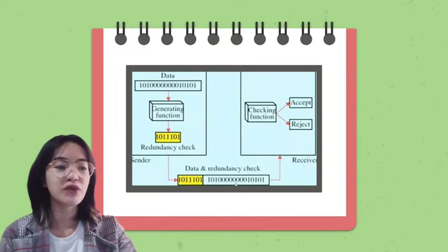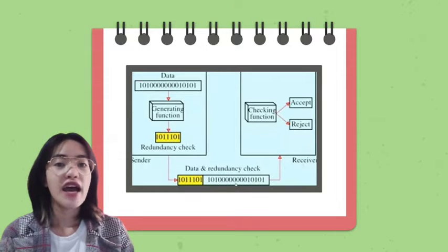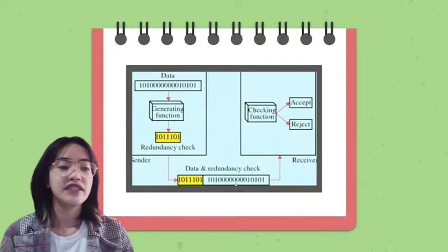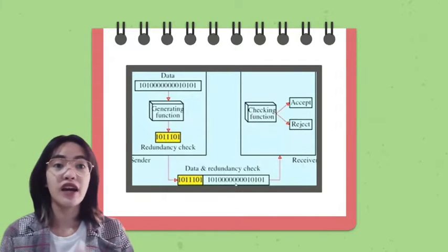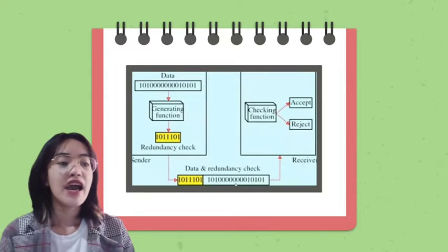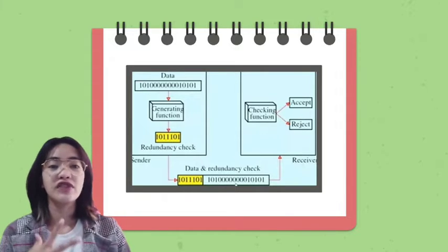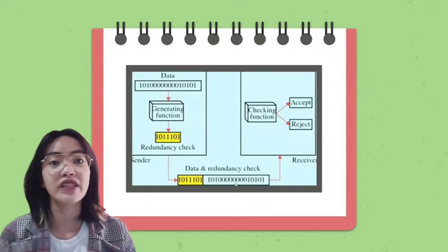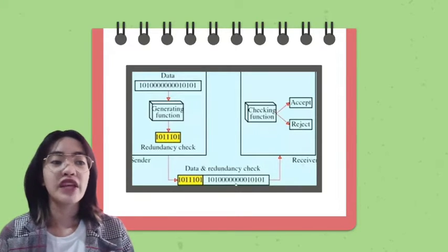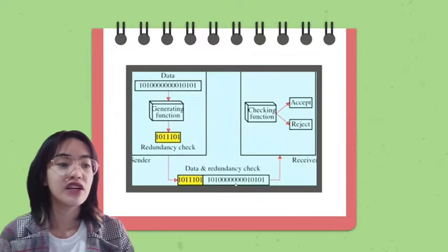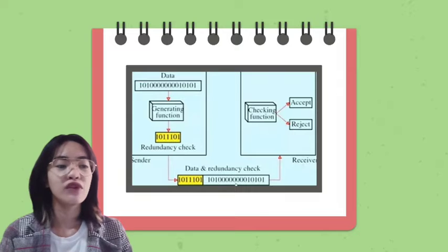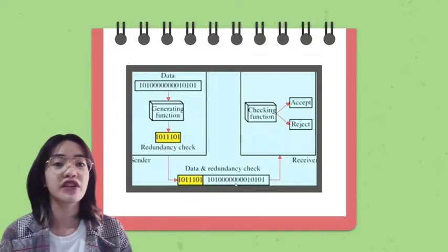At the receiver, we have here the checking function, and it is going to use the parity check in order to scan the data. If there is no error at all, then the receiver will accept it. And if an error is detected, then the checking function will reject it. So that is how the error detection and error correction works.